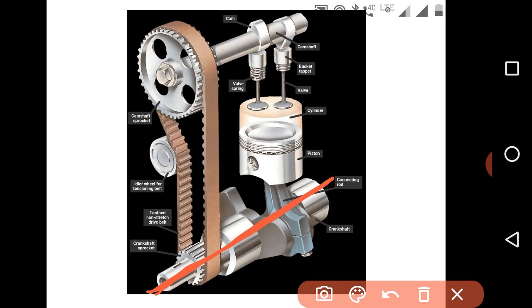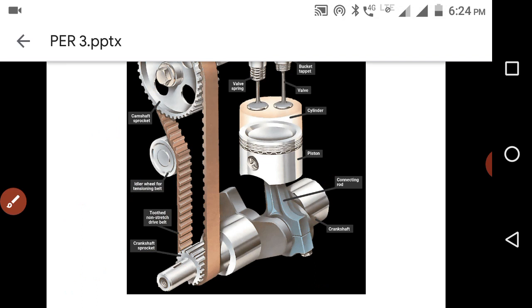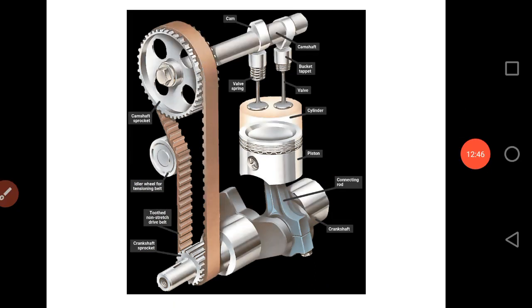this crankshaft is transferring power to the camshaft. So this is the camshaft, this is the cam and this is the crank, and this is the belt. This crankshaft is controlling the camshaft.